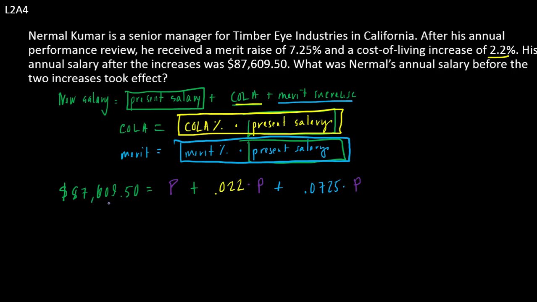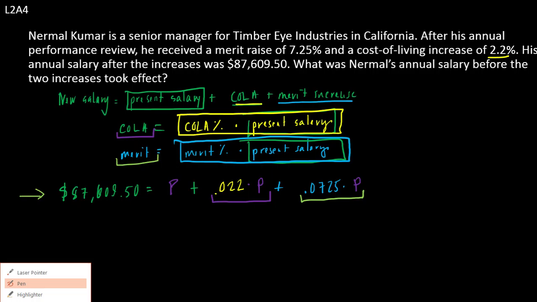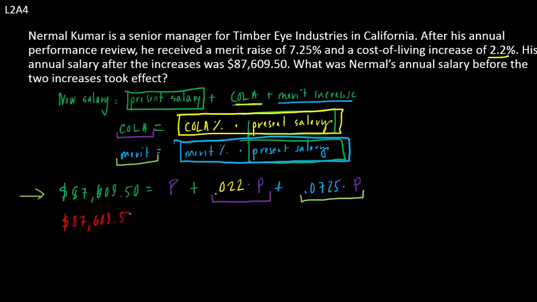So $87,609.50 is equal to present salary plus 0.022 times present salary, right? So this piece comes from the cost of living adjustment, plus 0.0725 times P, which is our merit increase. Notice that this is now all in one equation, and there's only one variable, so it makes it way easier to solve. So let's simplify here. So I've got $87,609.50 is equal to P plus 0.022P plus 0.0725P.